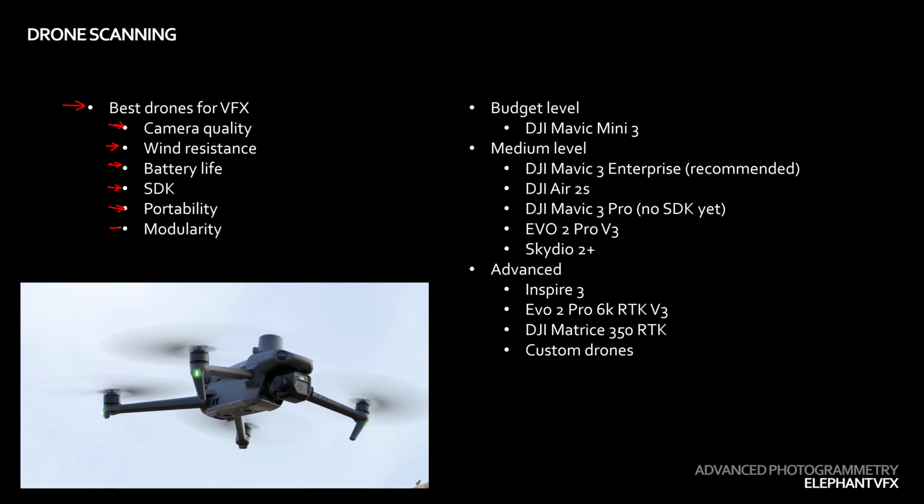And then modularity. What I mean by this is that you can put accessories on your drones. You want a drone where you can replace the propellers when they break. If your gimbal breaks, you want to make sure you can change the gimbal or any other important part, because if you're spending, let's say, $7,000 on a drone and you break something, you want to be able to change that part and not need to buy a new drone.